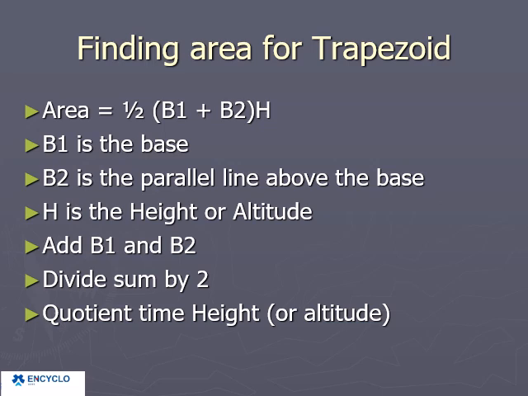To find the area of a trapezoid, add the lengths of the 2 bases, divide by 2, and multiply by the height. The formula is area equals 1/2 the sum of the bases times the height.